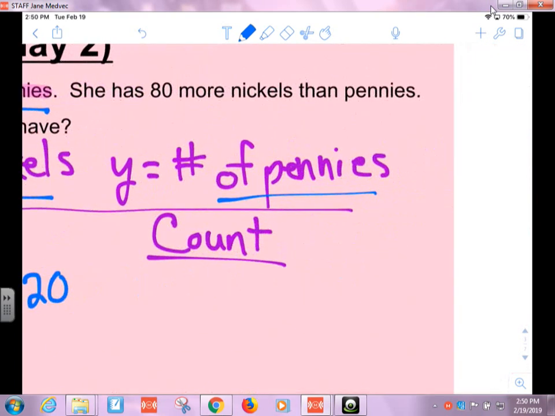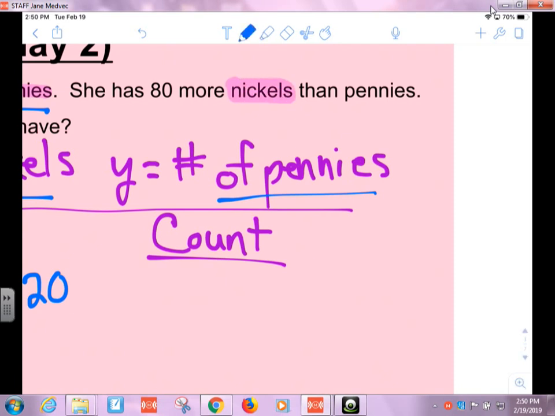Now, if you remember from yesterday, we did X plus Y. It was always X plus Y, X plus Y. This is a little different, so pay really close attention when we talk about this. You'll notice the next sentence says she has 80 more nickels than pennies. So think to yourself, what does she have more of? Does she have more nickels or does she have more pennies? Well, in this instance, it says nickels.